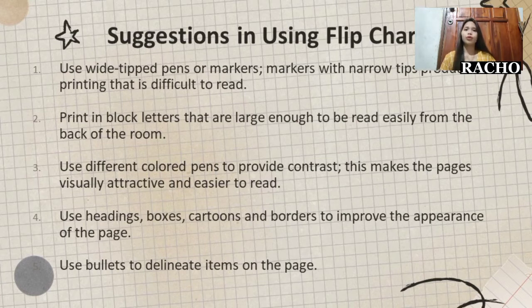Third, use different colored pens to provide contrast. This makes the pages visually attractive and easier to read. Choose dark, saturated colors to maximize visibility all the way to the back of the room. Stick to high contrast colors like black, blue, red, or dark green. Stay away from yellow or anything pastel shaded. These are extremely difficult for the learners to see.